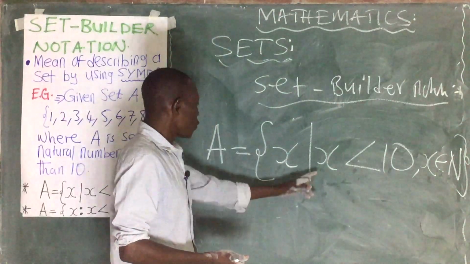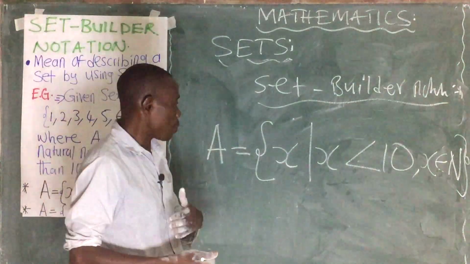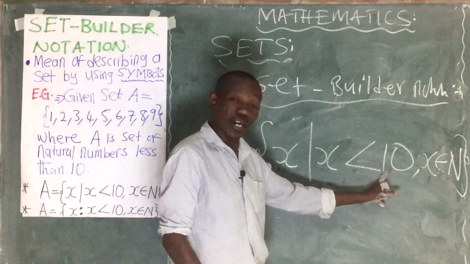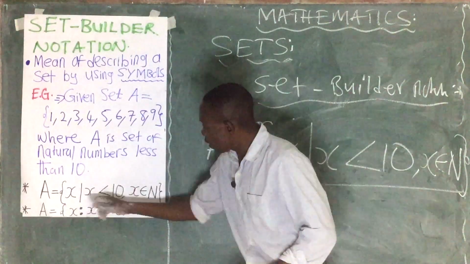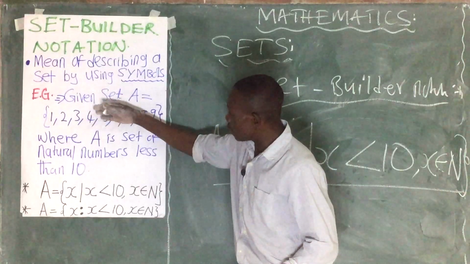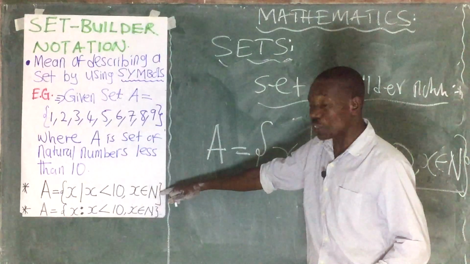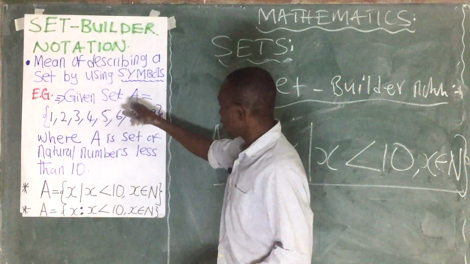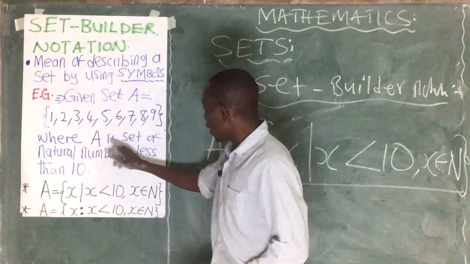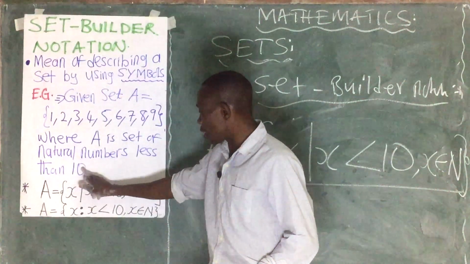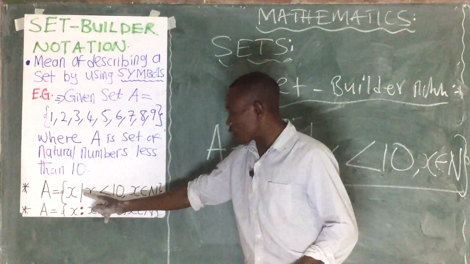But now, what are we talking about? X, which are natural numbers. We are not talking of every natural number here. We are just considering only those which are less than 10. So if you quickly look at this one here, and this one, you find that this set directly is being defined by this simple notation. If you look at the given set A, 1, 2, 3, 4, 5, 6, 7, 8, 9, where A is a set of natural numbers less than 10, you find that the same thing, the whole passage, is just briefed up in this manner.